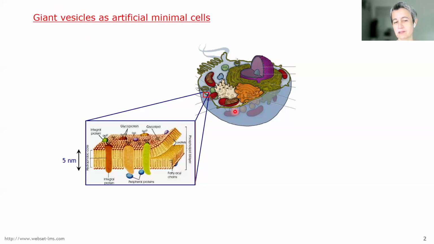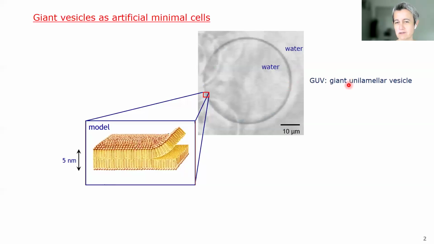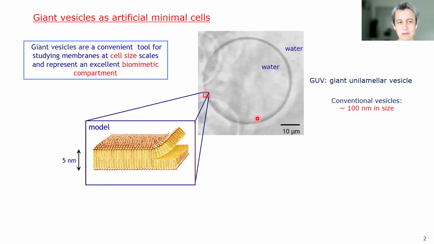And we start with a textbook picture of the cell. If you throw all the organelles out of the cell, and then you also remove the proteins, what you're going to end up with is a giant vesicle. These giants are relatively small, but they are gigantic compared to conventional vesicles with 100 nanometers in size. And they're a nice mimetic system, which represents the response of the membrane at the cell-size scale.